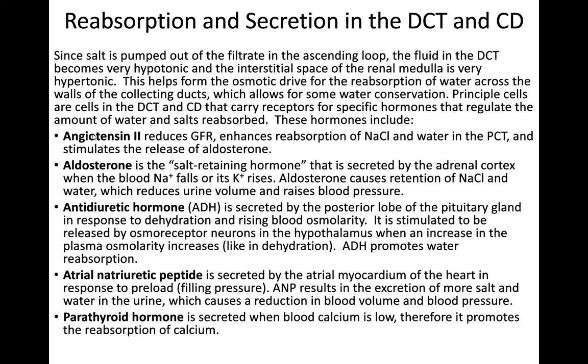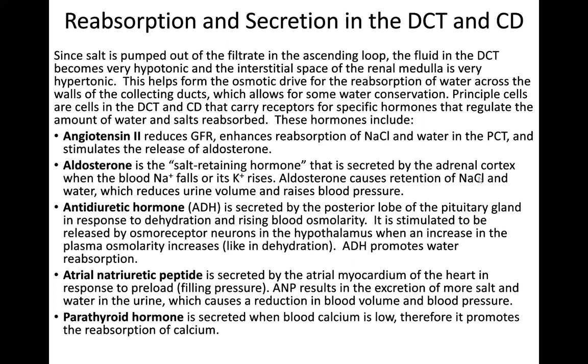Earlier in the lecture, we learned about angiotensin II, which we learned reduces glomerular filtration rates in an attempt to help reduce water loss and therefore bring our blood volume back up. Okay. Not only does it do that, but it enhances reabsorption of sodium chloride, salt, and water in the proximal convoluted tubule. But it really doesn't do anything as far as what's in the distal convoluted tubule and collecting duct, not directly anyway, but it does stimulate the release of aldosterone. Aldosterone, once again, is described as being the salt retaining hormone secreted by the adrenal cortex when things like our blood sodium levels fall or potassium levels rise.